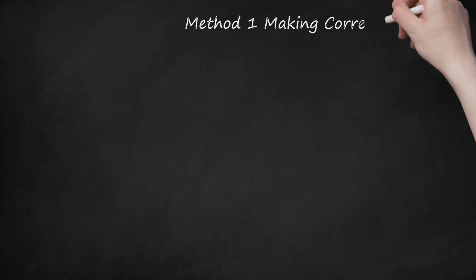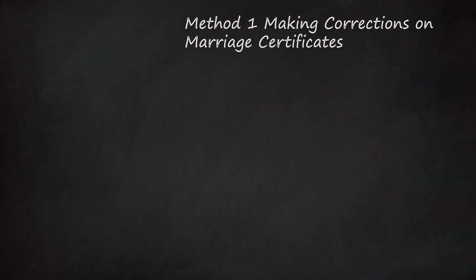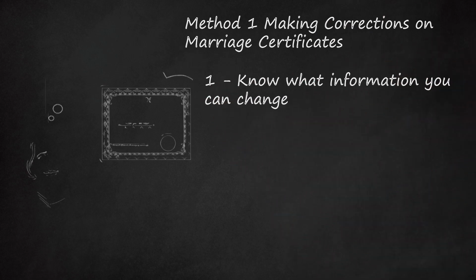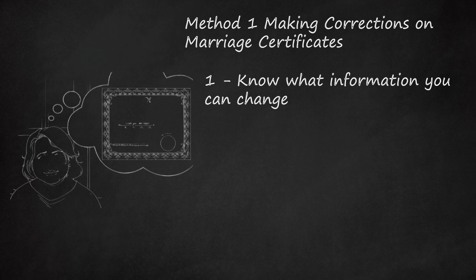Method 1: Making corrections on marriage certificates. 1. Know what information you can change. Amending marriage certificates is done in order to correct errors found on the original certificate. Amendments are not used to make changes on the document. Examples of errors include spelling errors, grammatical errors, adding information to empty blank lines.